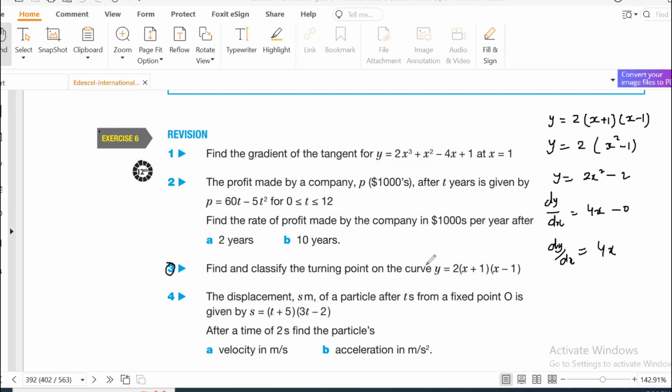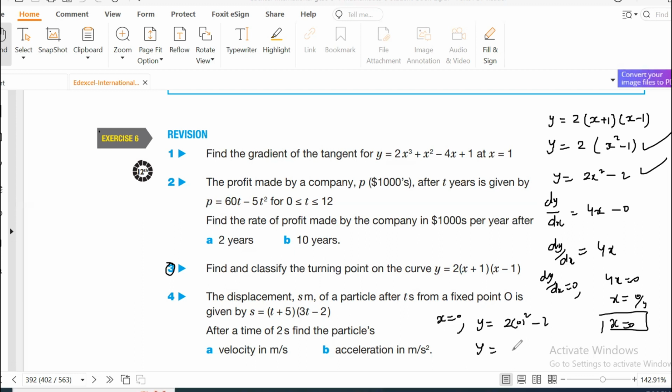And we will check this for the turning point. For a turning point, the derivative must be 0, meaning 4x = 0, so x = 0 over 4, which means x is 0. So when x = 0, what is our original curve? y becomes 2 into 0 squared minus 2, so that means we have minus 2. We are getting the point (0, minus 2). This is our minimum point, or turning point.